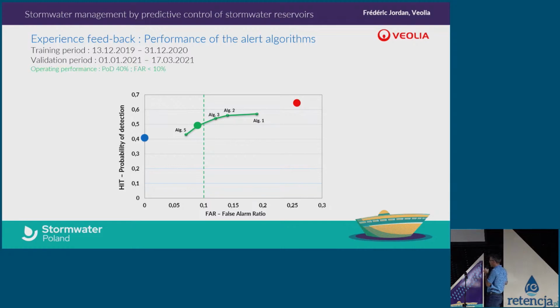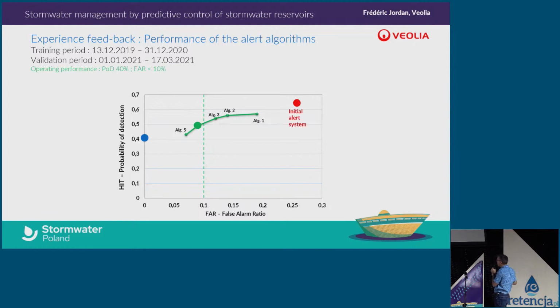And on the contrary, we have the false alarm ratio. So every time I predict a flood, does it come or not? And for Veolia, the problem is to have higher false alarm rates. Over 10%, they would not automatize the system. They would not rely on the prediction.